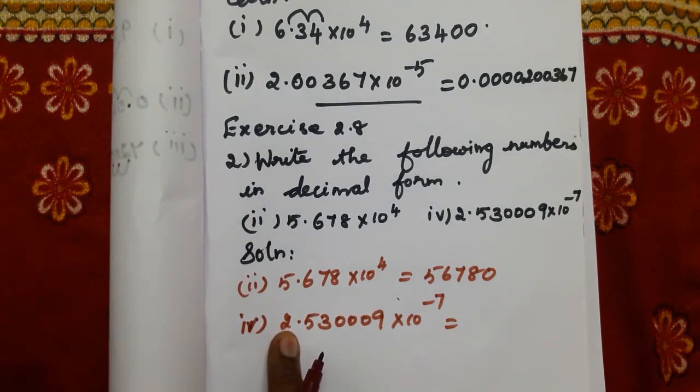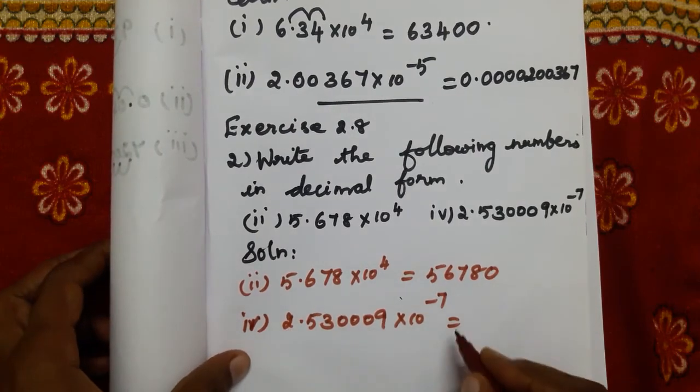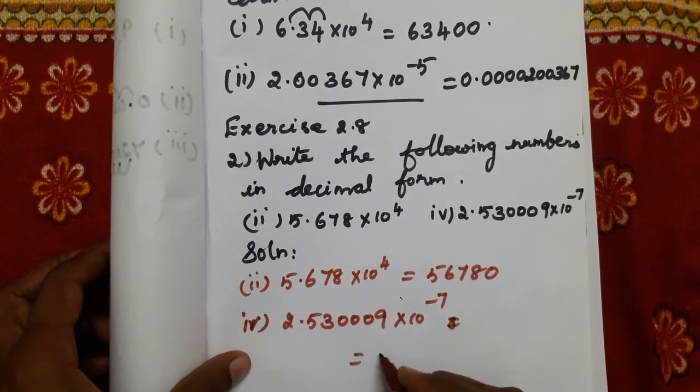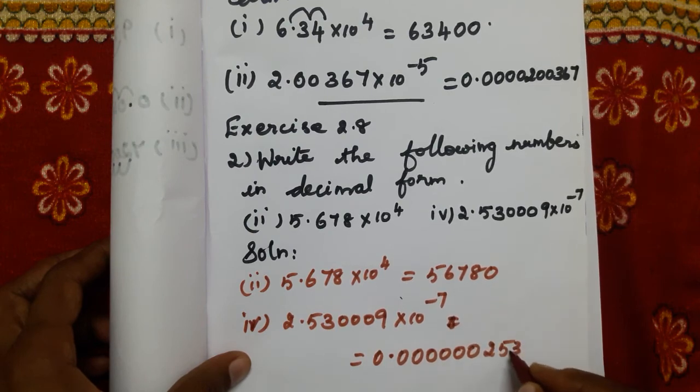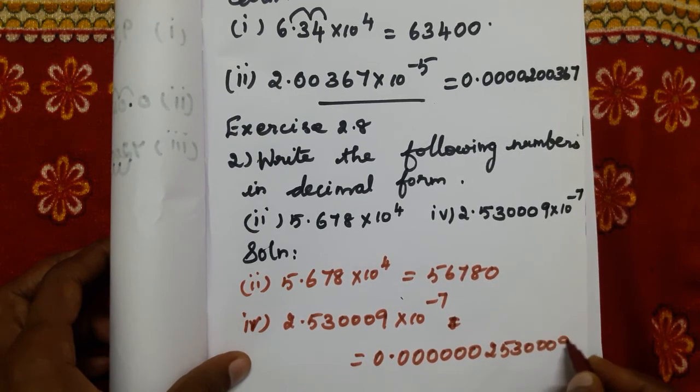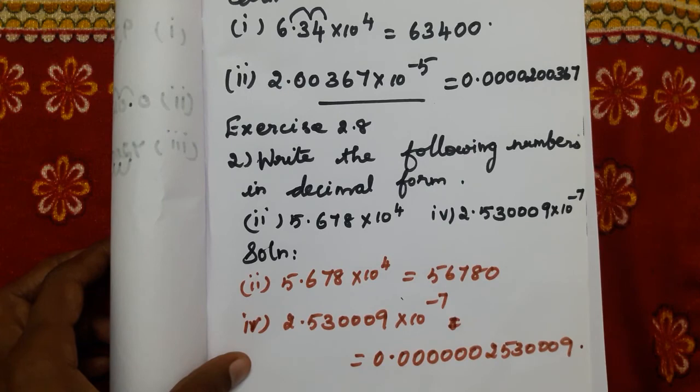So how many zeros do we have to include? How many zeros do we have to include? 6 zeros. 0 point, right-hand side. How many zeros? 1, 2, 3, 4, 5, 6. And 2, 5, 3, 0, 0, 0, 9. Are you able to understand this?